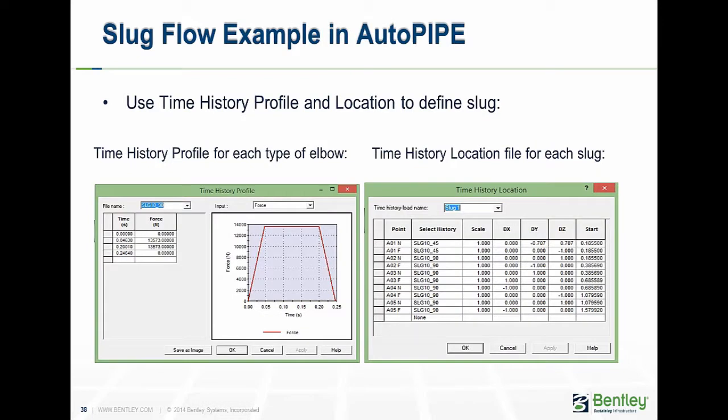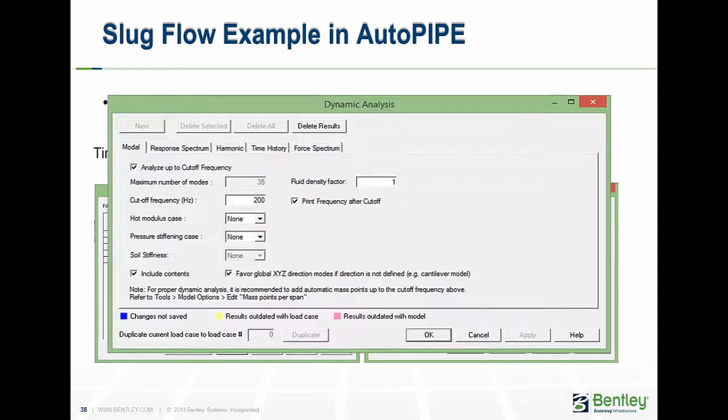The time history profiles for each bend angle and size are defined, as well as the time history locations, with the start times for each profile calculated from the length between the points divided by the slug speed. Remember, this is a modal analysis, and we need to consider the mass point spacing for the same reasons as we did with the water hammer example.